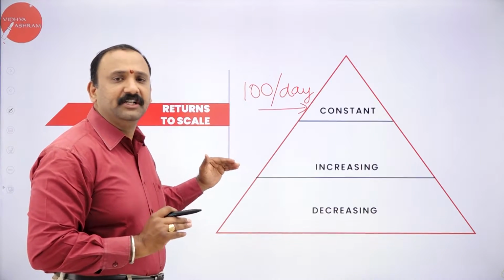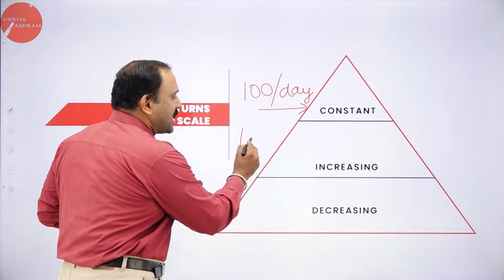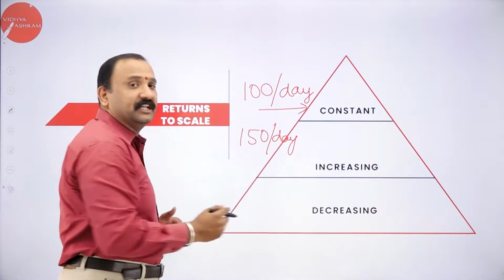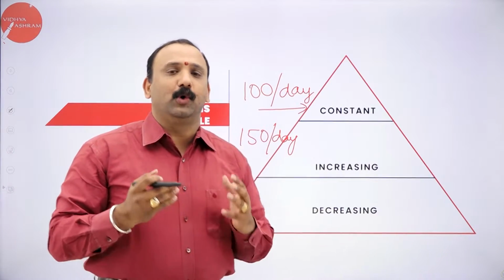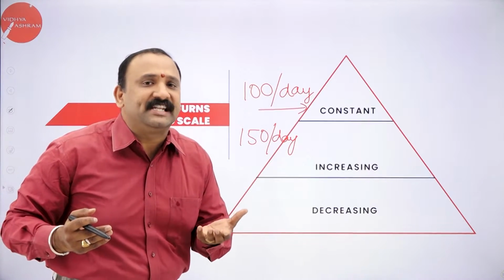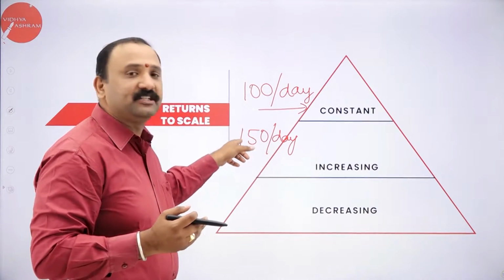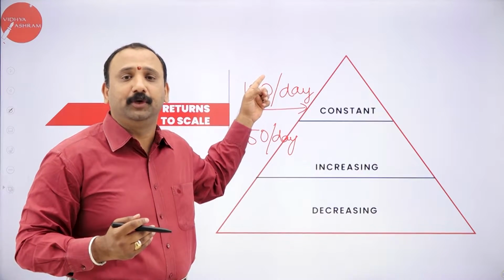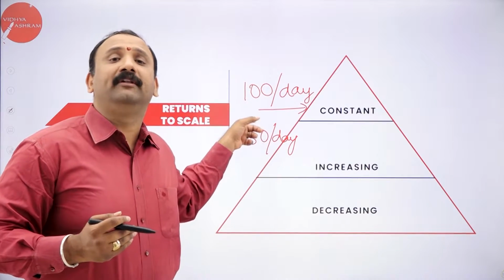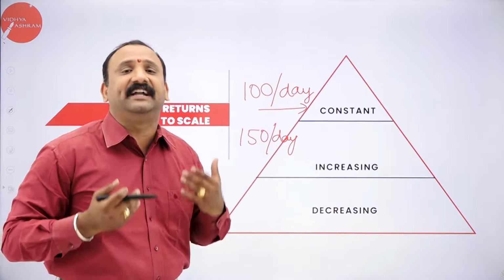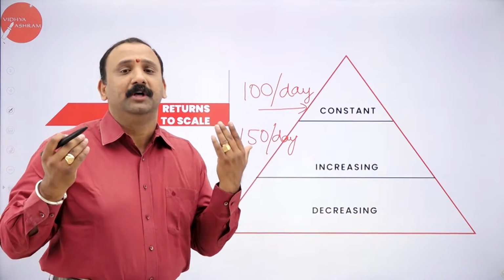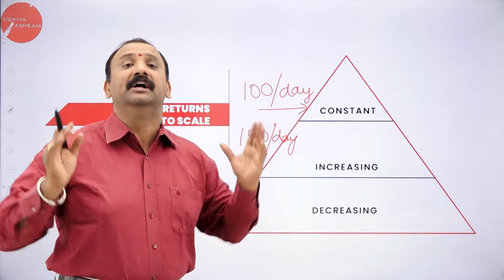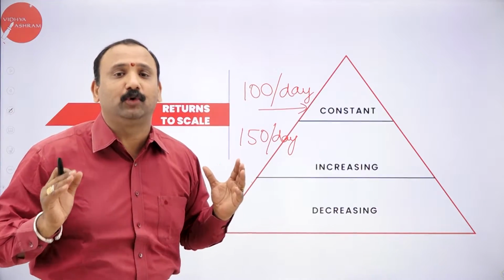From that 100, suddenly your output starts increasing to 150 per day. So now what happens? The excitement is doubled. You are very happy that your output is increasing, and it has increased by 50% compared to the previous stage. Earlier you were getting 100 units per day, now you are getting 150 units per day. So it is getting exciting. The journey has started for you. Now you feel that there is an increasing output for you, and that increasing output is really great. It's going to take you to the next level.